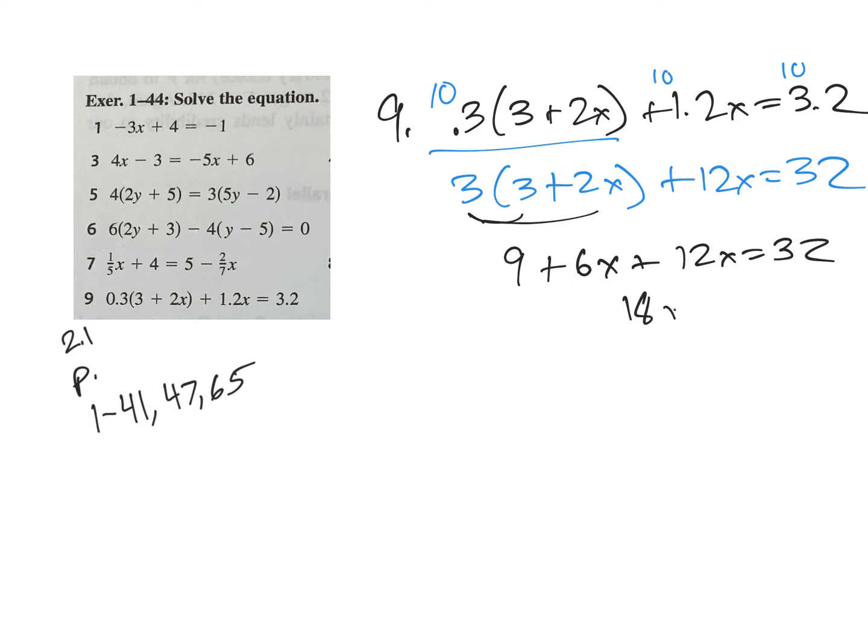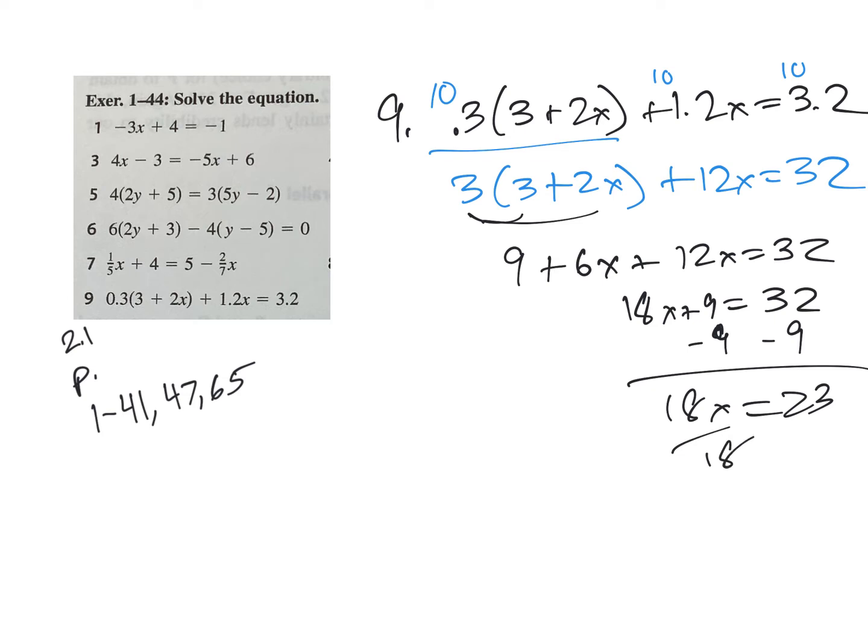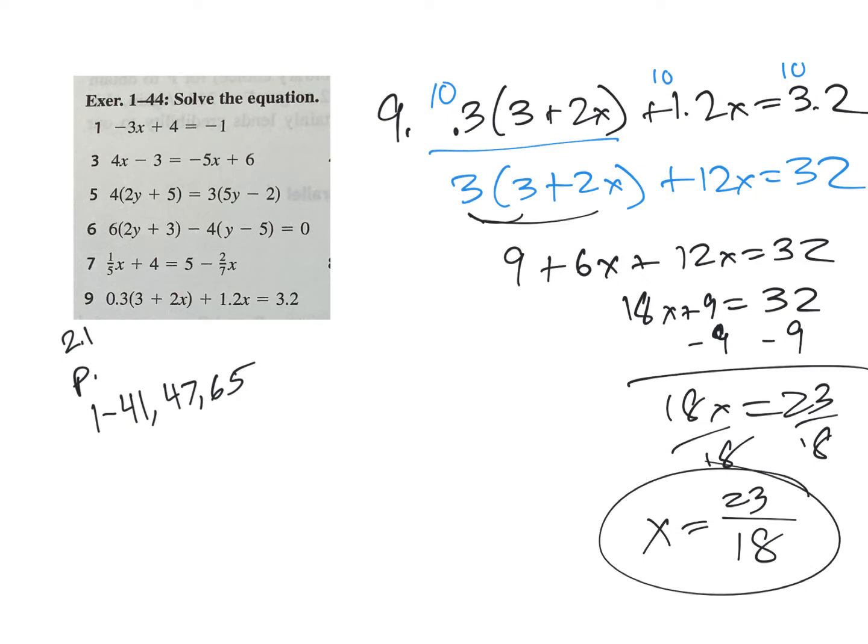That's 18x plus 9 equals 32. Subtract 9, and 18x equals 23. Divide by 18. And yes, welcome to fractions class. 23/18. And that's your answer. All right, let's go on to number 11.